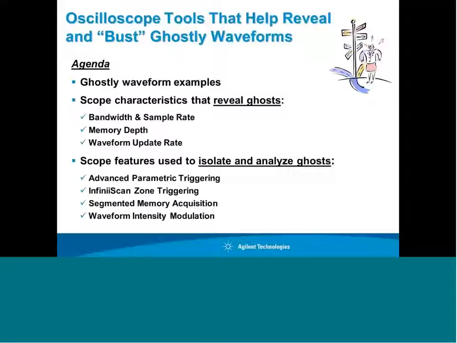First of all, we have several examples of what a waveform ghost is, or a ghostly waveform. And we'll show those examples and explain exactly what it is. Then we'll dig into what are some of the characteristics of an oscilloscope that can help reveal these waveform ghosts, including bandwidth and sample rate, memory depth, and waveform update rate. And then we'll go into some scope features that can help you isolate and analyze the ghost, including advanced parametric triggering, a new scope functionality we call InfiniiScan Zone Triggering, segmented memory, and then waveform intensity modulation.